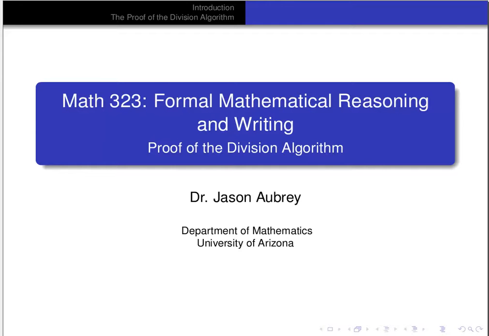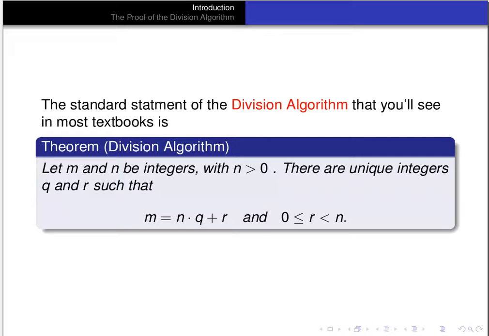In this video, we're going to discuss the proof of the division algorithm. The standard statement of the division algorithm that you'll see in most textbooks is as follows. Let m and n be integers with n greater than 0. Then there are unique integers q and r so that m is equal to n times q plus r, and 0 is less than or equal to r, which is less than n.